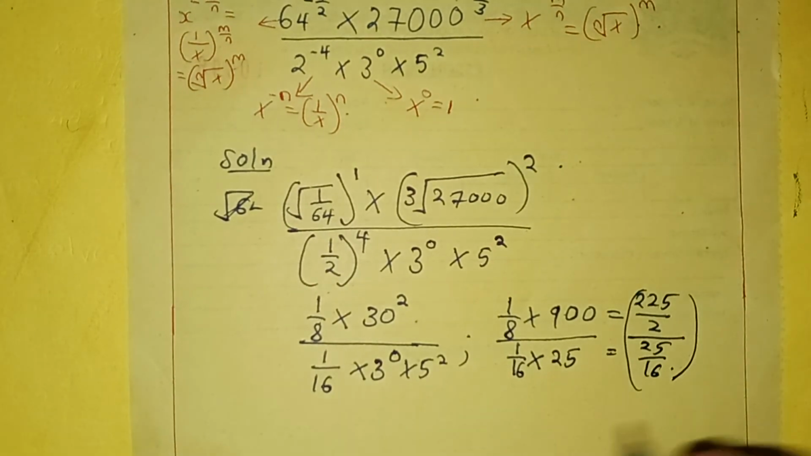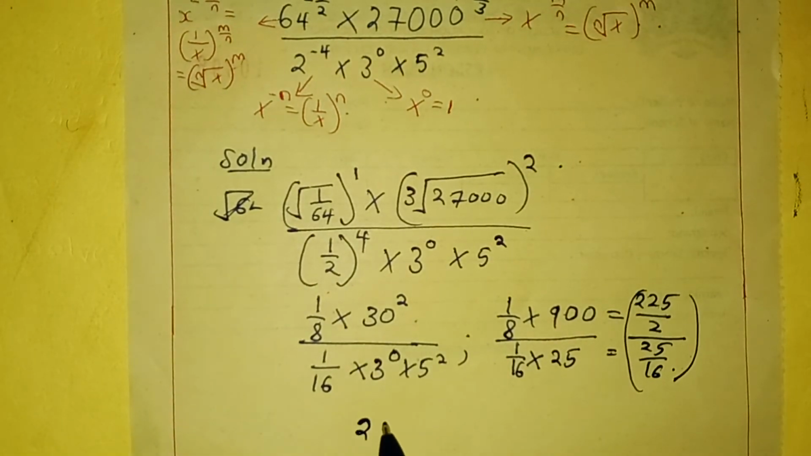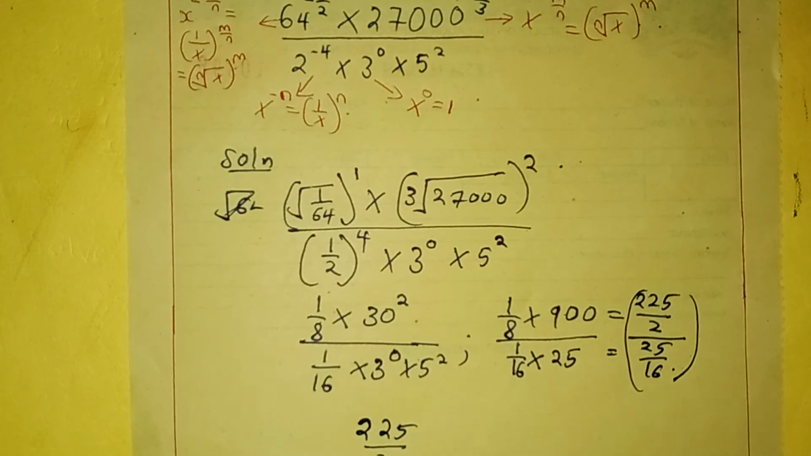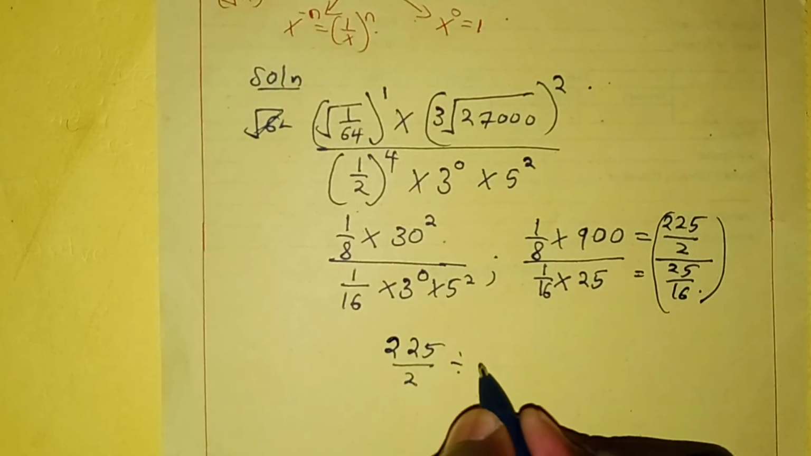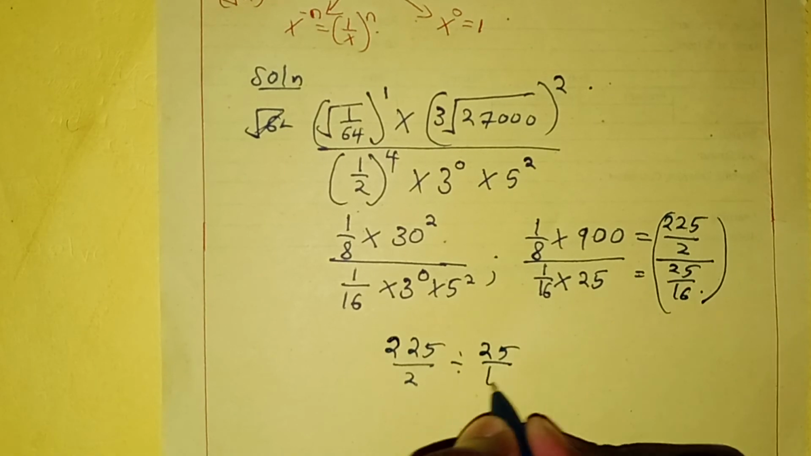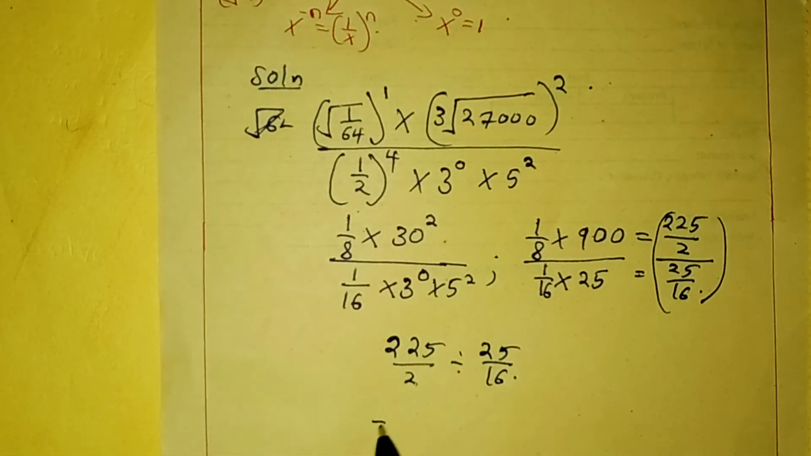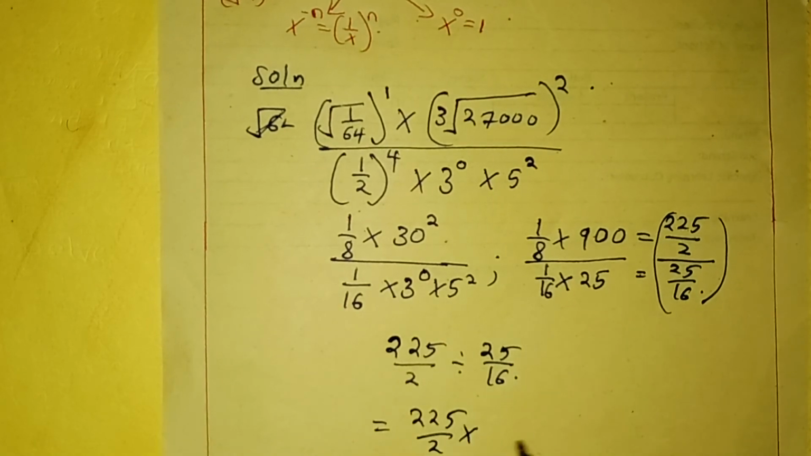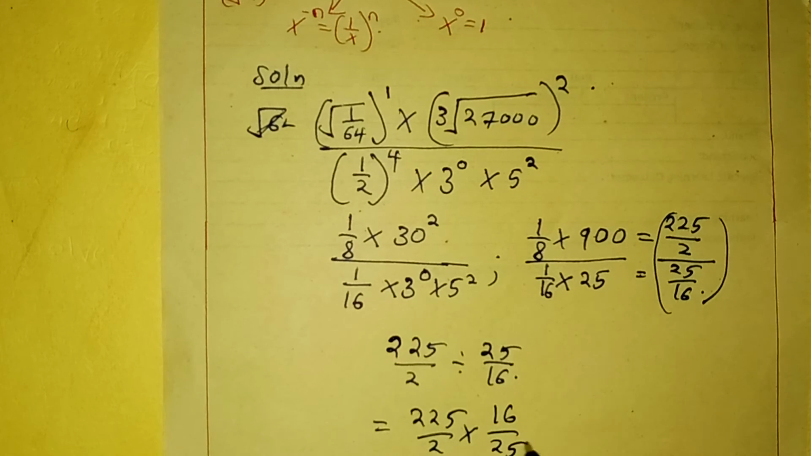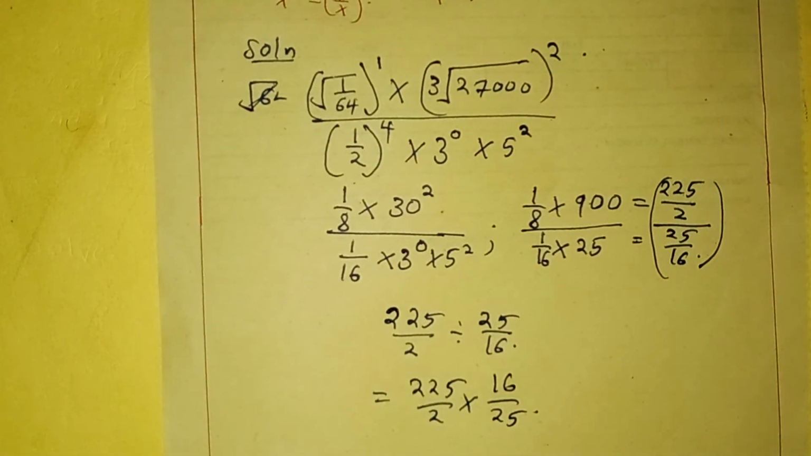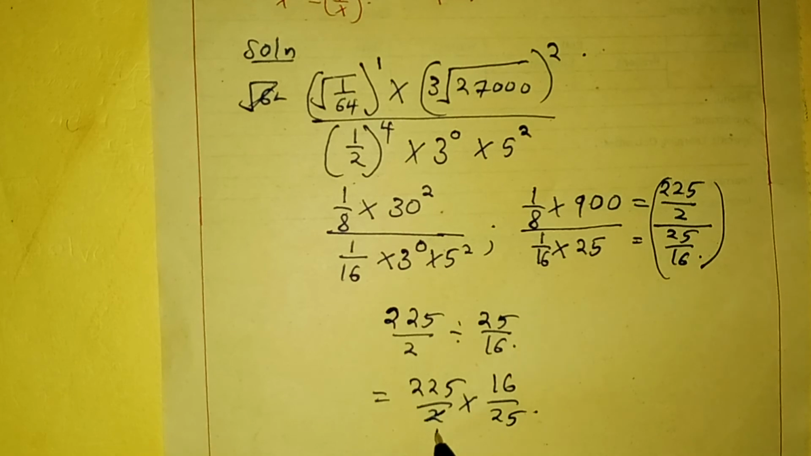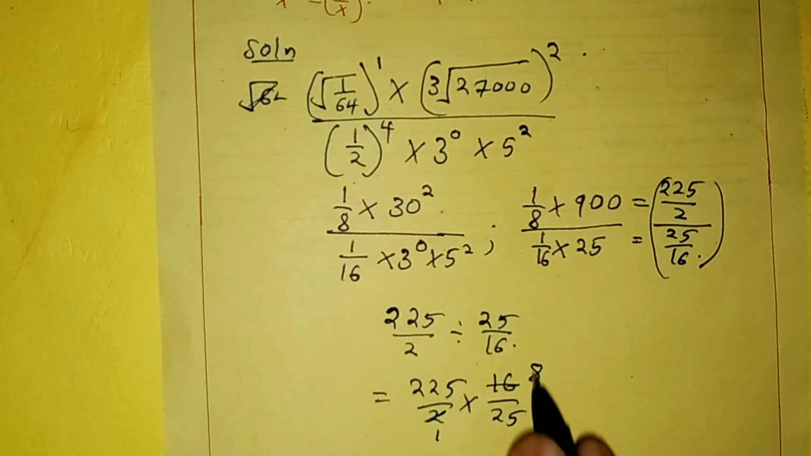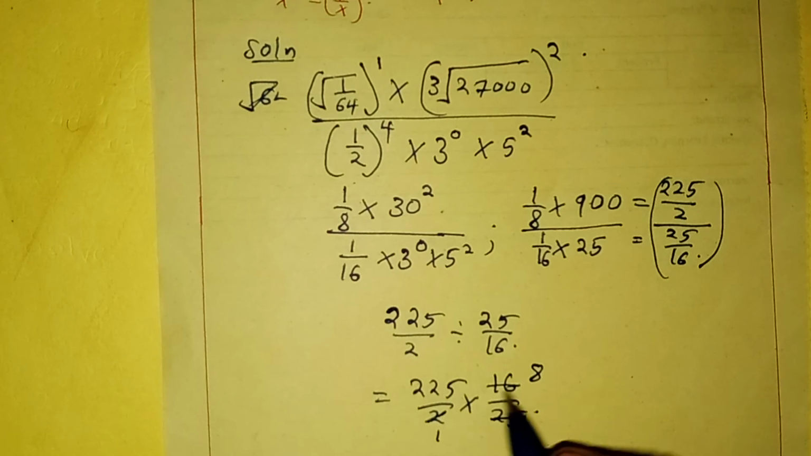Now this part is the same as 225 over 2 divided by 25 over 16. So we simplify this, we get the reciprocal of this. We'll have 225 over 2 times 16 over 25. So we'll get 2 into 16, that is 8 times, and 25 into 225, that is 9 times. So 9 times 8 is 72.